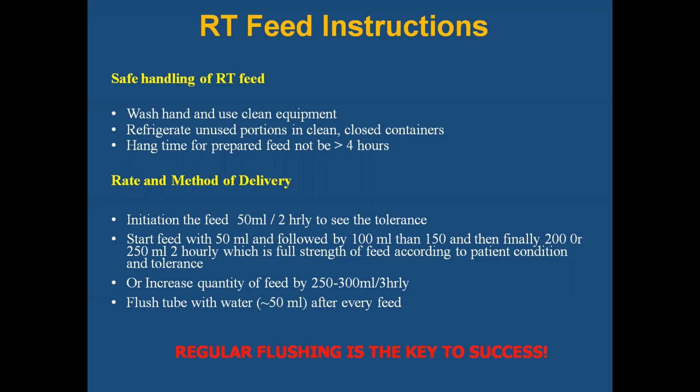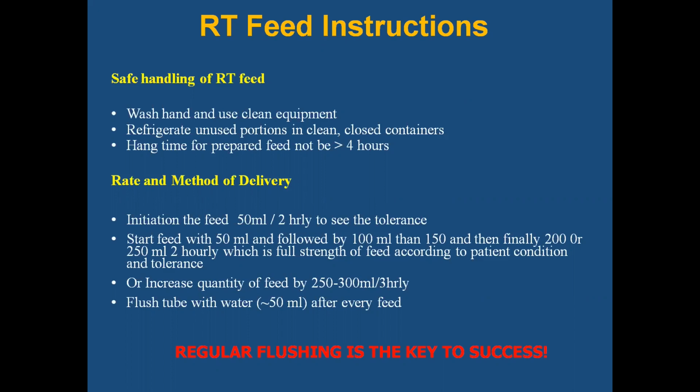Initiation of the feed: हम 50 ml per hourly to see the first patient tolerance, मतलब 50 ml से start करेंगे, उसके patient की tolerance देखेंगे, then start with 50 ml and followed by 100. Gradually, धीरे धीरे हम feed को बढ़ाएंगे 100 ml, then 150 ml, and then finally 200 to 250 ml, which is full strength of feed according to the patient condition or tolerance. And फिर उसके बाद हम increase quantity, मतलब feed की quantity को हम increase कर सकते हैं.